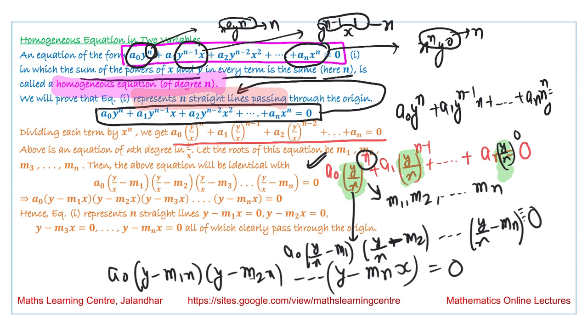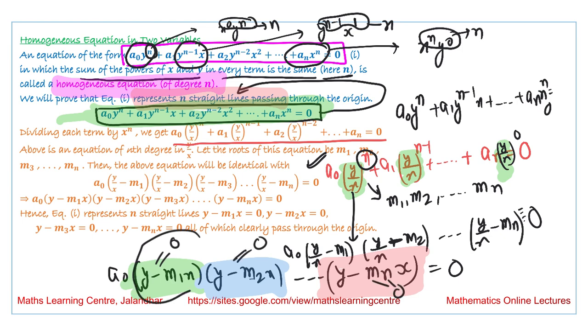So what we are obtaining from this is that this given homogeneous equation we are talking about, we can write as the product of y minus m1x, y minus m2x, and so on up to y minus mnx. These are basically the separate equations of the lines. If we equate all these to 0, we can see that this is an equation of a line, this is an equation of another line. So these are basically the required equations of the lines.